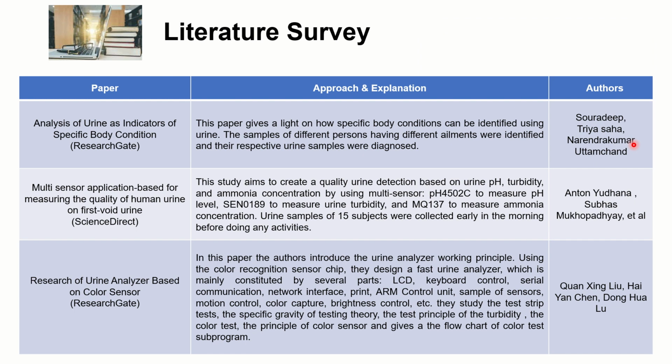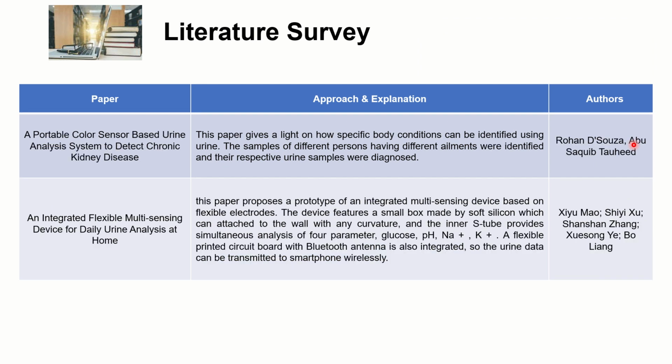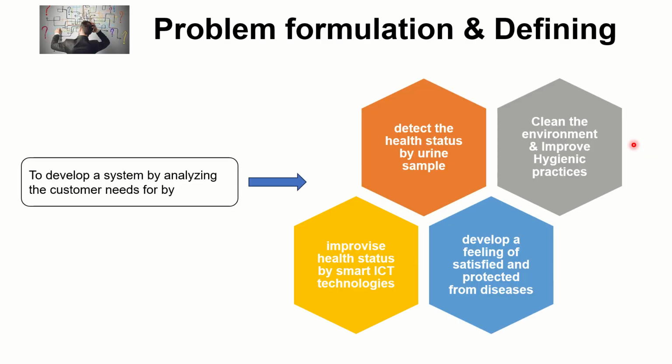After going through so many literature surveys, we found that we have to develop a system by analyzing the customer needs, by detecting the health status of the urine sample, and to clean the environment of the urinal, and to improve the hygienic practices, to develop a feeling of being satisfied and protected from diseases, and to improve the health status by using smart ICT technologies.